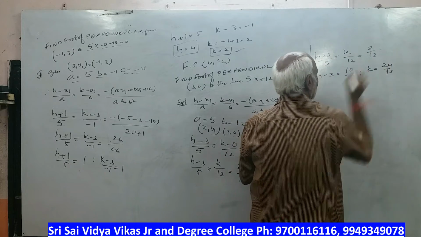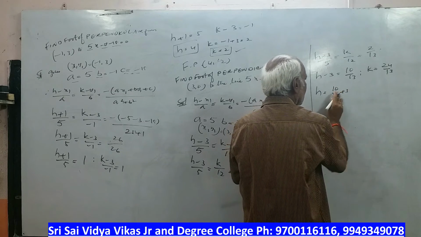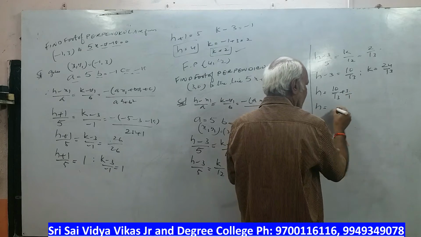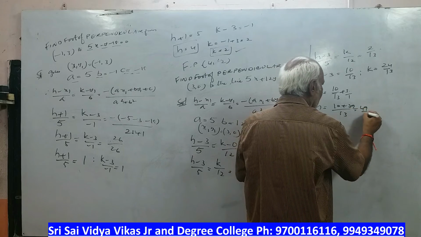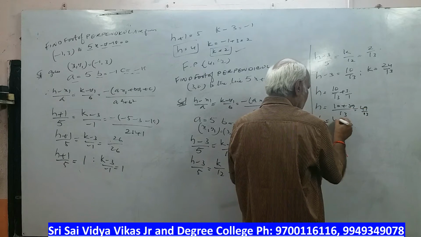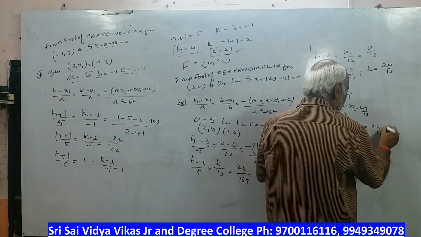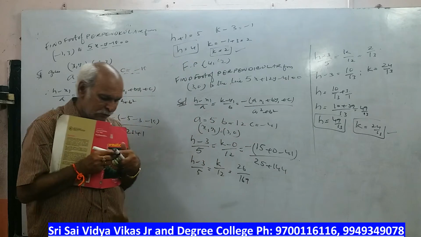What I have done is cross multiply. Therefore h is equal to 10 by 13 plus 3. The LCM is 13, so 10 plus 39, which is 49 by 13. So h is equal to 49 by 13. And what is the k value we got? 24 by 13. Right? So those are the values we got.